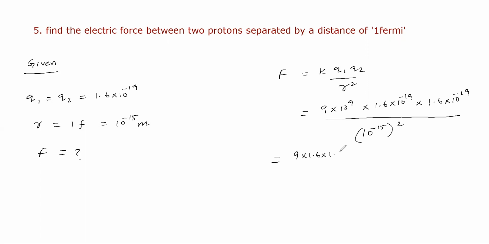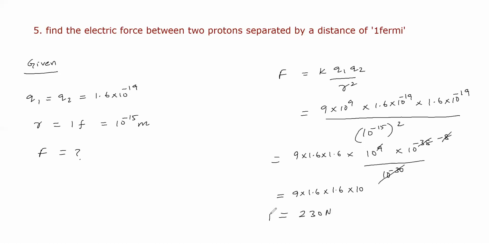So 9 into 1.6 into 1.6, in the numerator 10 power 9 is there, and 10 power minus 38, that is minus 19 minus 19, and in the denominator 10 power minus 30 is there. This 10 power minus 30 and 10 power minus 38 if we cancel, we are getting minus 8, and this 10 power 9 and 10 power minus 8 if we cancel, we will get 10. So this answer we are getting 9 into 1.6 into 1.6 into 10. If we multiply all these values, we will get 230 Newton. So the force between two protons when they are separated by a distance of 1 Fermi is 230 Newton.